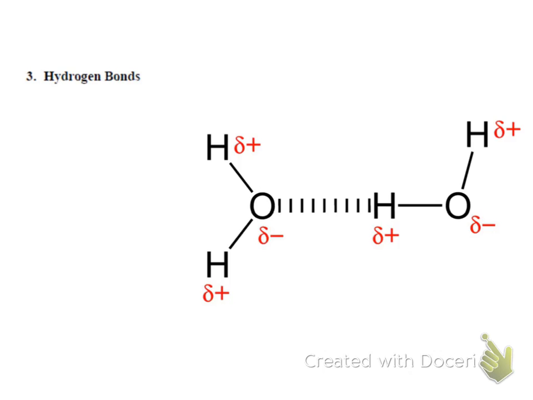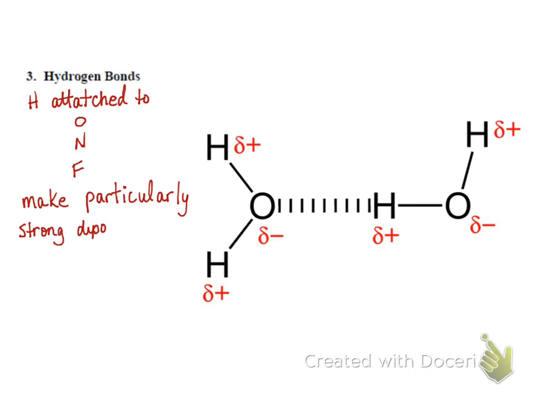So hydrogen bonds are a special type of dipole-dipole attraction that happens when a hydrogen is attached to a really electronegative atom, and those can be oxygen or nitrogen or fluorine. Oxygen and nitrogen are the most common. Fluorine is not so common. So they make a really strong dipole-dipole attraction. And it's so strong and so special that it gets a special name, and we call it hydrogen bond, which is a little bit unfortunate because it is actually not a bond.